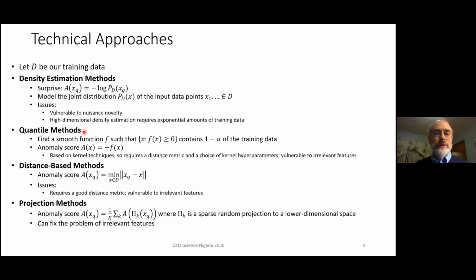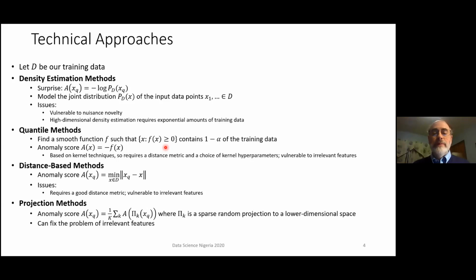So maybe we should instead do what are called quantile methods, where we try to estimate a function f such that when f crosses 0 and goes positive, that defines a decision region in the space, possibly not connected, that contains, say, 1 minus alpha of the data. So we might create a decision region that contains 95% or 99% of the data. Then we treat everything outside that region as anomalies.